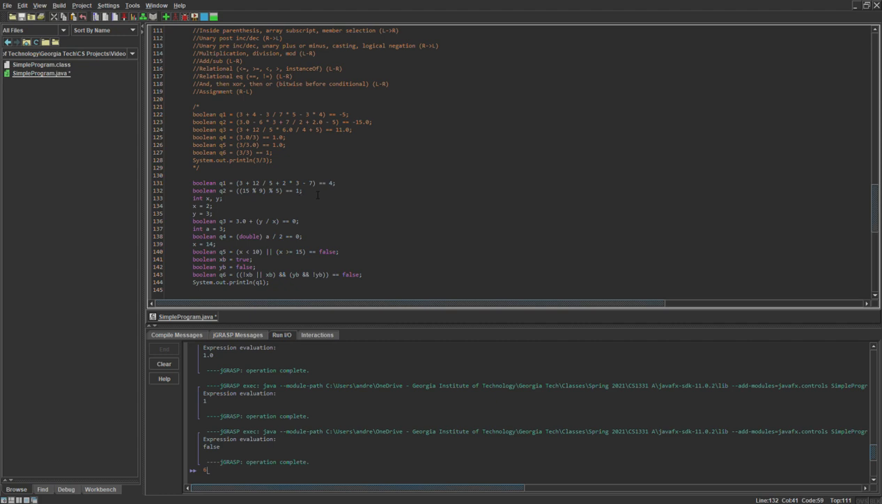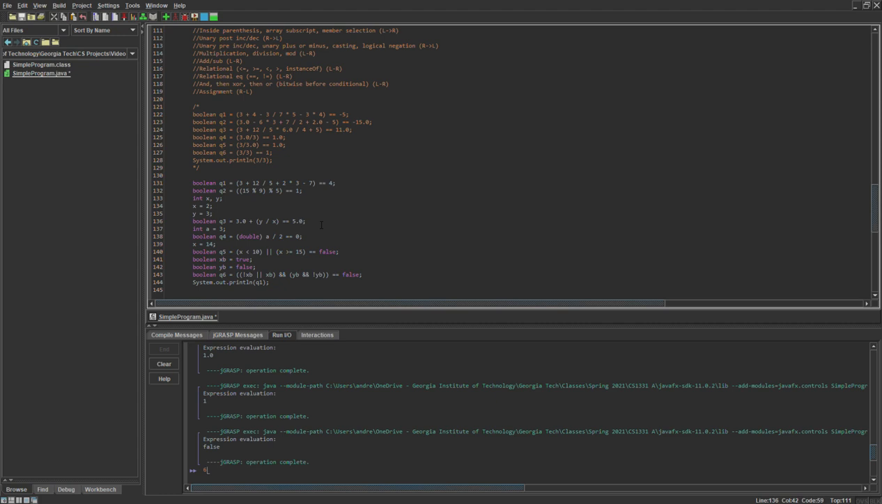Now next, we have 3.0 plus x over y, x being 2, y being 3. So let's start by just filling in these variables. 3 over 2. Well, 3 over 2 will resolve to 1, and that will resolve to 4.0.